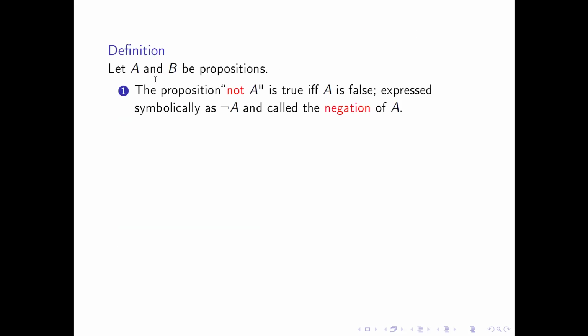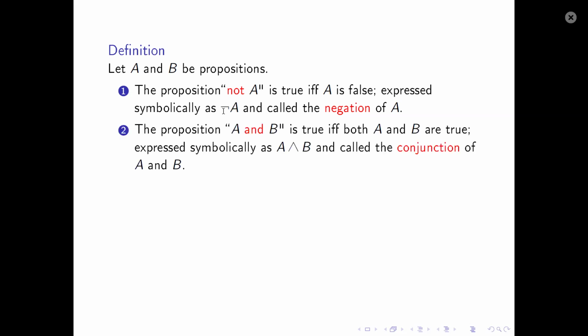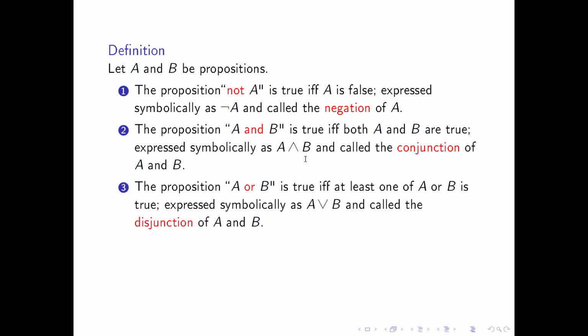All right, so as a quick reminder, if A is some proposition, not A is true when A is false. It's the negation. And again, we're going to use this little not symbol right here. And we're going to use the conjunction symbol, the little hat or mountain symbol. For disjunction, or, we're going to use this little V symbol right here.